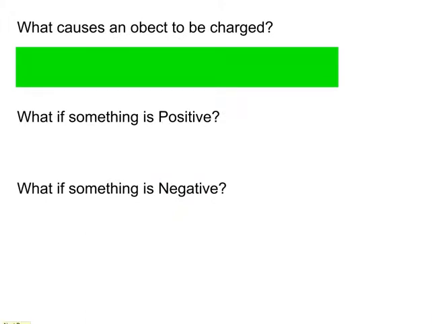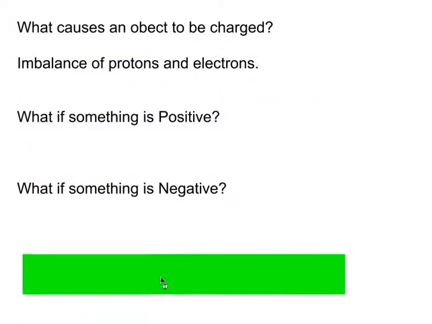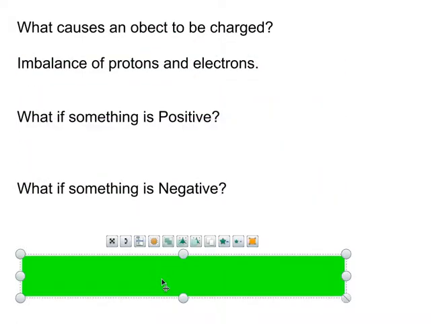So what causes an object to be charged? We've seen in class we can rub a balloon on our head and it becomes charged. All of a sudden it takes on this almost magical quality. So what causes that to be true? Well, something is charged if there's an imbalance of protons and electrons. In a neutral atom, you have the same number of protons and electrons.